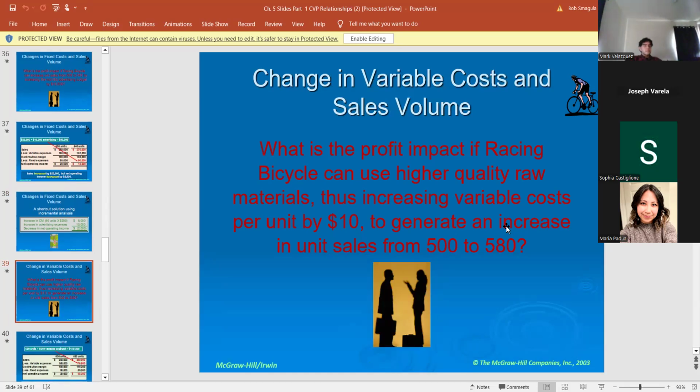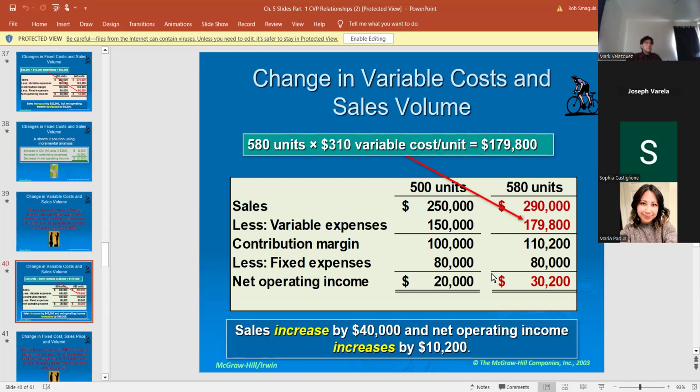Ooh, now we're doing something. Now we're changing the variable cost. What's the profit impact if Racing Bicycle can use better or higher quality raw materials? That increased the raw material cost by $10. Our variable costs have gone up by $10. And as a result of that, we generated more sales. Customers love the increased quality of our products, supposedly. Here we go.